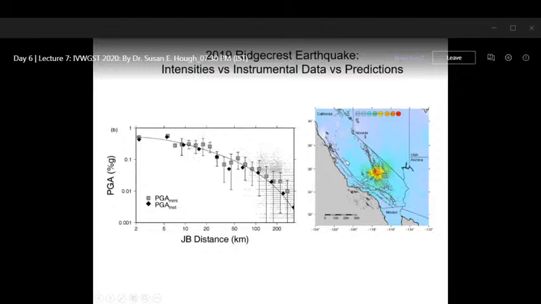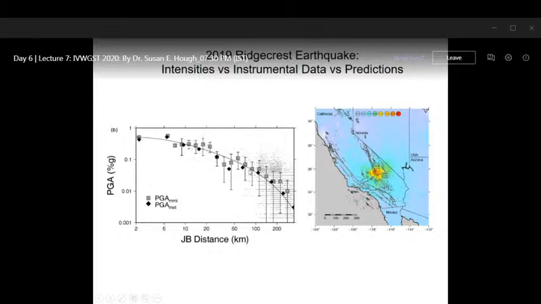So you can take the intensities from what people report. These are not instruments, and from those intensities you can calculate peak ground acceleration. For the Ridgecrest earthquake on the left, as a function of JB distance, which is the distance to the fault at the surface, if you take the intensities and convert to peak ground acceleration, you get these black diamonds. And then if you take the seismometers and accelerometers and look at the PGAs that are recorded, you get these squares.